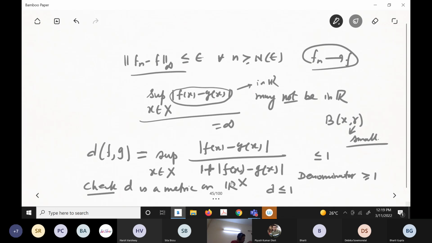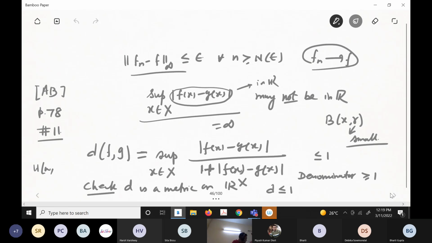Now you can check this. I'm giving you this as an exercise. You should do that. In Aliprantis and Border, you see exactly what I'm saying, page 78, problem number 11. The first thing, part A, says: check D is a metric on R to the power X.